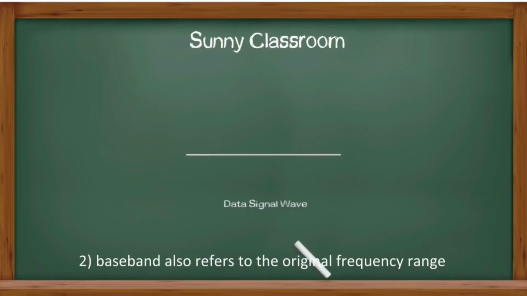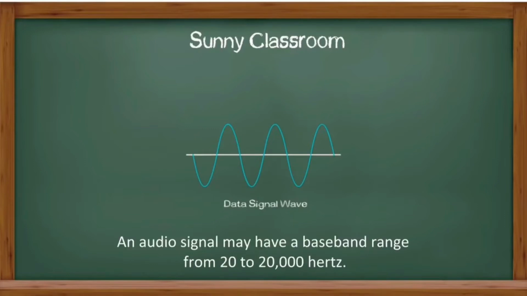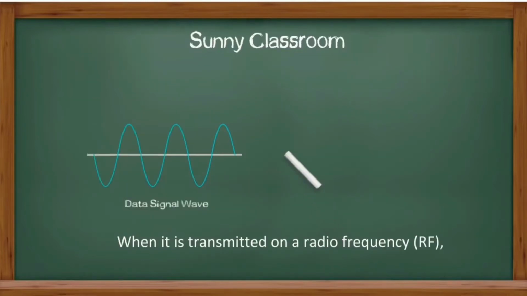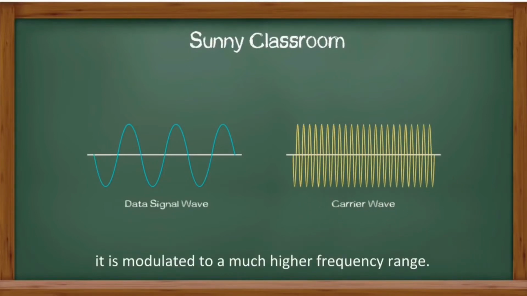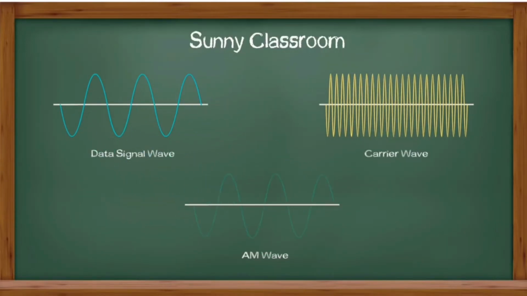2. Baseband also refers to the original frequency range of an analog signal before it is modulated to a different frequency range. For example, an audio signal may have a baseband range from 20 to 20,000 Hz. When it is transmitted on a radio frequency, it is modulated to a much higher frequency range. AM and FM are two common modulated technologies in radio broadcasting.